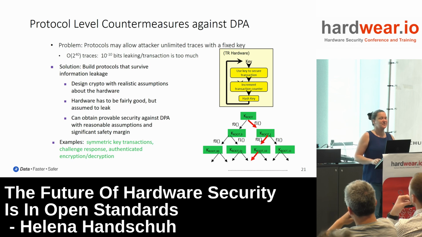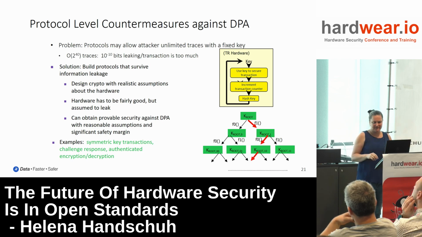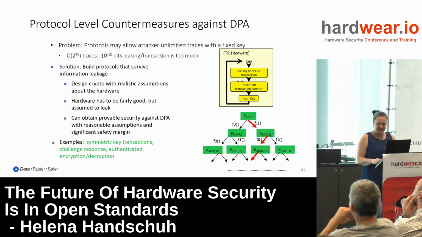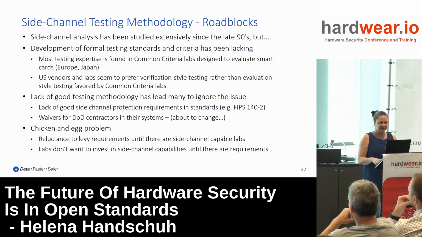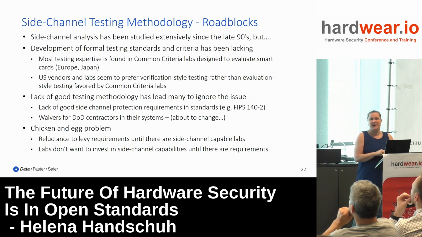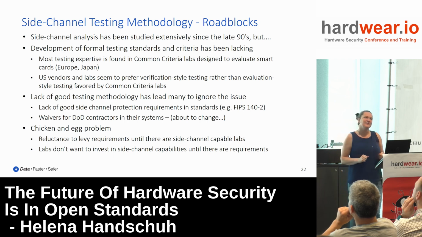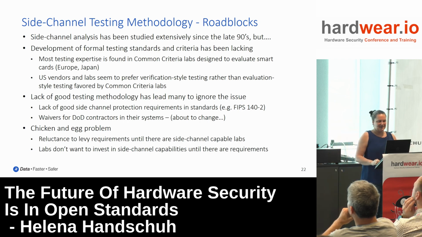Okay, so this is another way of doing DPA countermeasures. So now you have a little bit of a global overview of how to do this. Great, we're almost done. One thing remains though. How do you prove that any of this works? Okay, so this is the part where I'm tying it into standards.